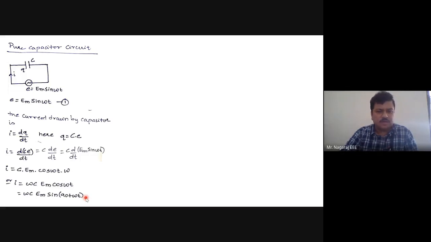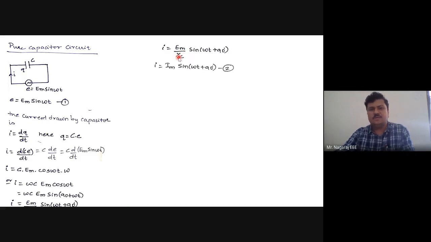Like I told, sine of 90 minus theta is cos, and sine of 90 plus theta is also cos. Cos will always coexist with sine, so it is called cosinusoidal. So I can write cos omega t equal to sine of 90 plus omega t. And this omega C I will write as Em divided by 1 over omega C. Mathematically it is the same.